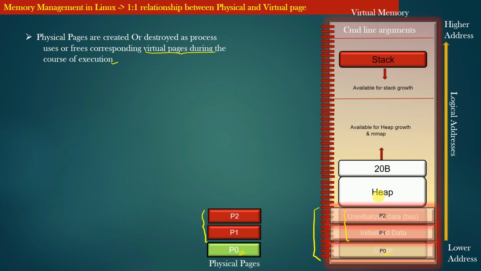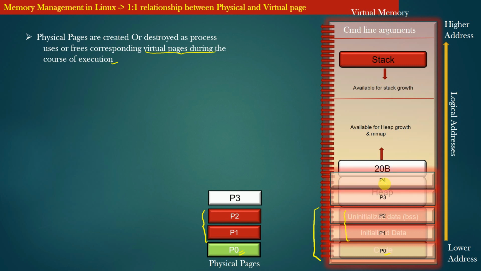Now suppose your process requests some dynamic memory using malloc. So the operating system will create a virtual page and assign it to your process. Now corresponding to the virtual page P3, the operating system also creates a physical page P3, right? Similarly, if the process requests more memory from the operating system, the operating system will assign the virtual page P4 to the process. And corresponding to the virtual page P4, the operating system also creates a physical page P4.